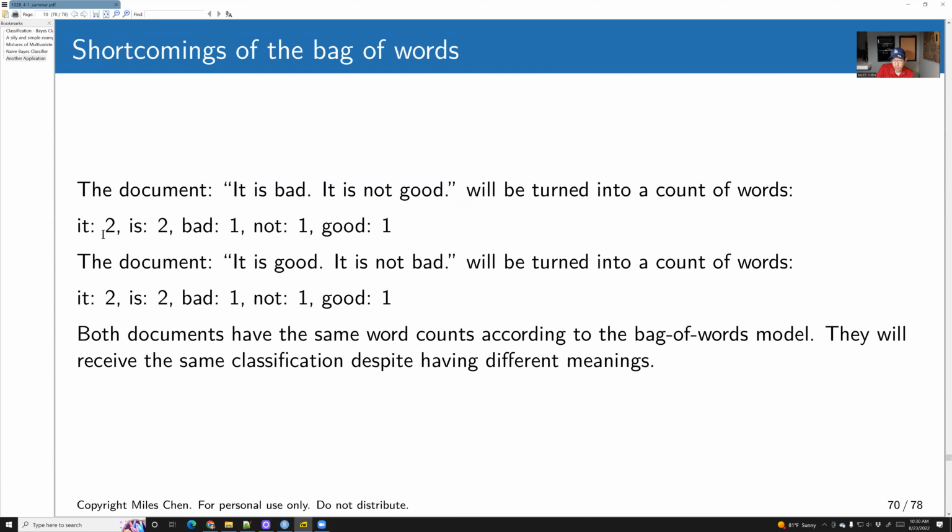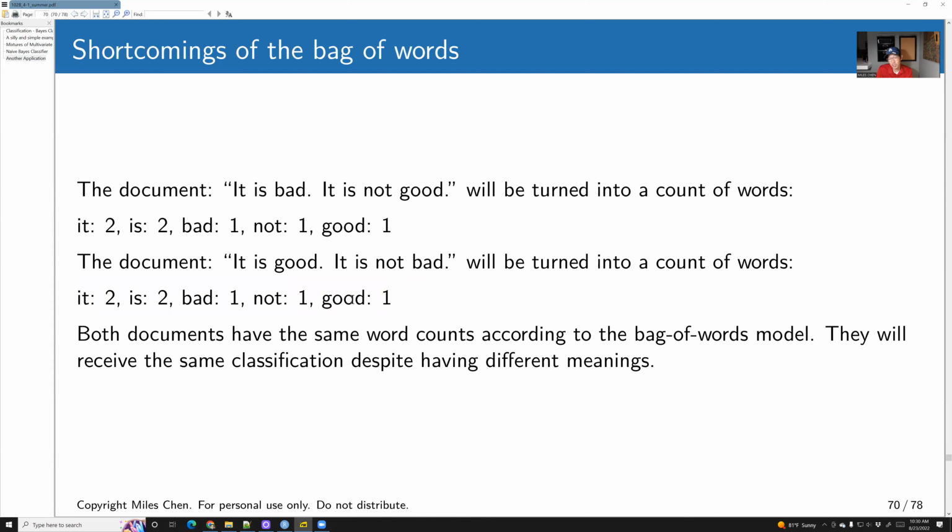The bag of words will say, okay, it appears twice, is appears twice, bad appears once, not appears once, and good appears once, okay? Versus compare this document, it is bad, it is not good. Compare that to it is good, it is not bad, okay? The bag of words is going to have the same word counts. It, two, is two, bad one, not one, good one.